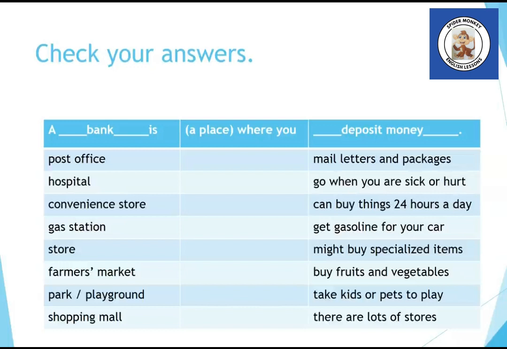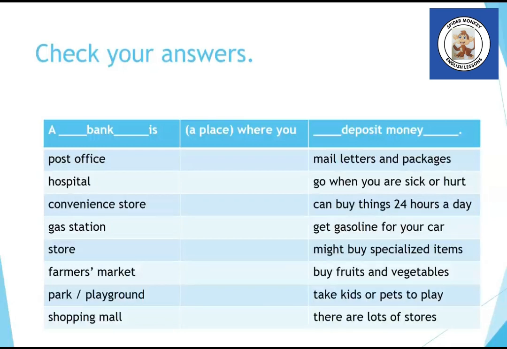Check your answers. A bank is a place where you deposit money. A post office is a place where you mail letters and packages. A hospital is a place where you go when you're sick or hurt. A convenience store is where you can buy things 24 hours a day. A gas station is where you get gasoline for your car.